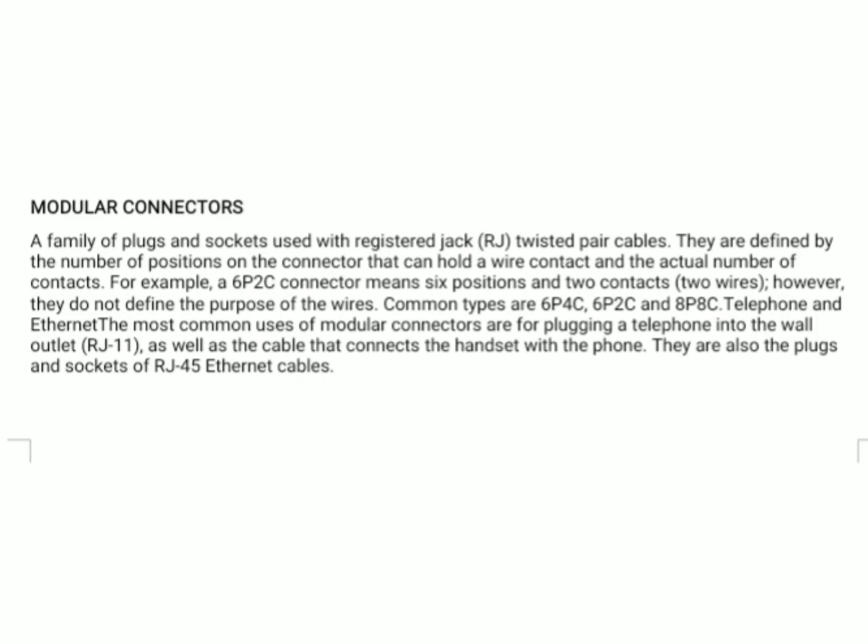Modular connectors. A family of plugs and sockets used with registered jack, twisted pair cables. They are defined by the number of positions on the connector that can hold a wire or contact, and the actual number of contacts. For example, a 6P2C connector means 6 positions and 2 contacts. However, they do not define the purpose of the wires. Common types are 6P4C, 6P2C, and 8P8C.